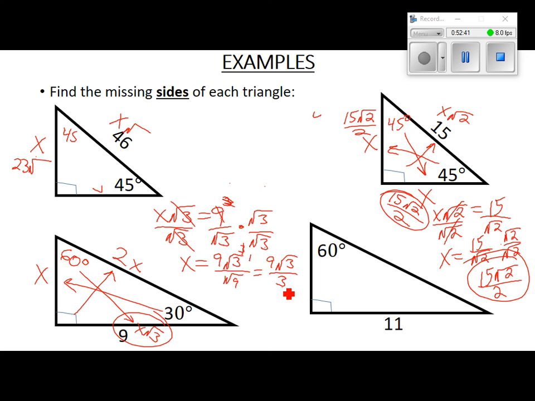What can you do with this 3 and that 9? 3 will go into 3 once, 3 will go into 9. So what are you left with? 3 times the square root of 3. How long is this side then? 3 radical 3. Now here's where you got to be careful on this one.